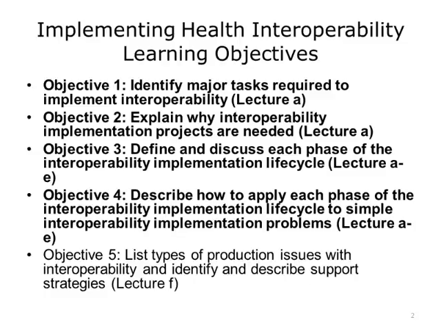Number 1. Identify major tasks required to implement interoperability. Number 2. Explain why interoperability implementation projects are needed. Number 3. Define and discuss each phase of the interoperability implementation lifecycle. Number 4. Describe how to apply each phase of the interoperability implementation lifecycle to simple interoperability implementation problems. And Number 5. List types of production issues with interoperability and identify and describe support strategies.